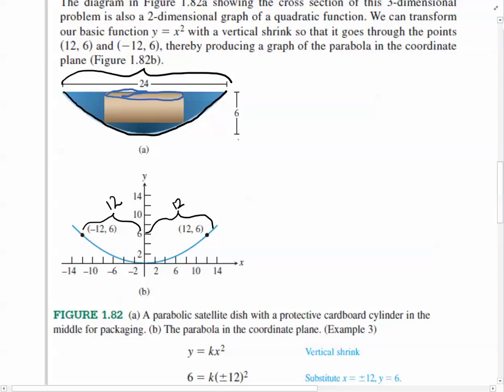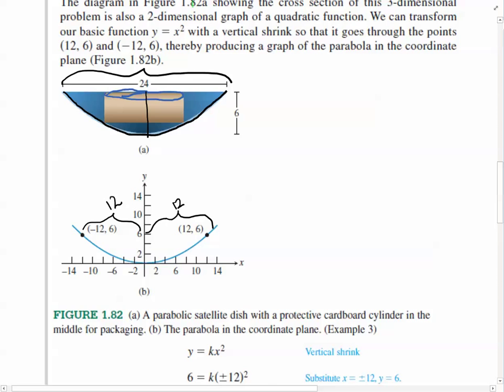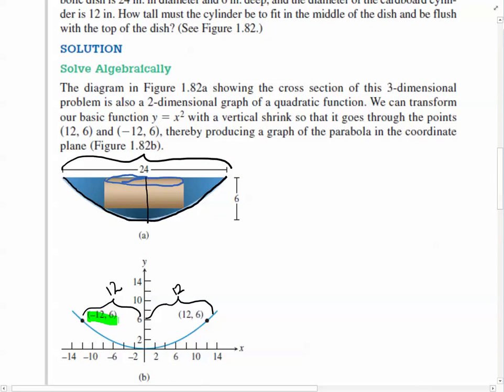And then the 6, they tell us that this is 6. So from here downward it's 6. So that's how they got these 2 points here. We've got the 12, 6 and the negative 12, 6 on either side. Okay, so those 2 points we can plot.